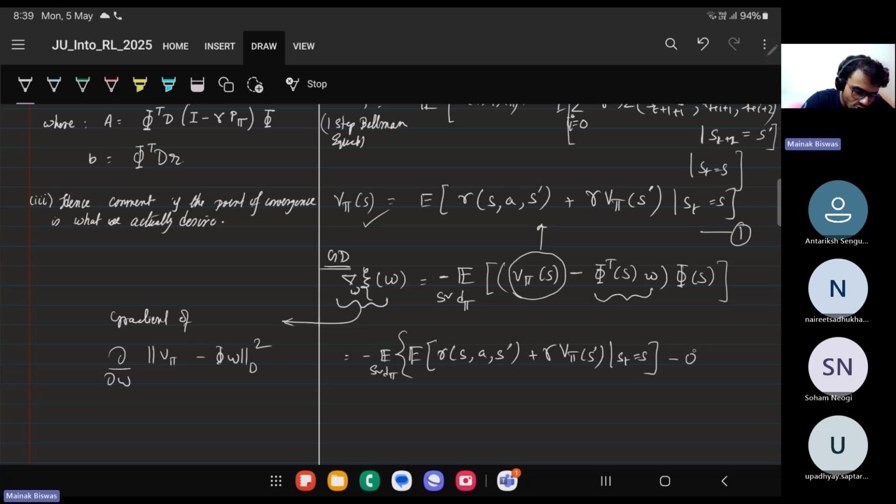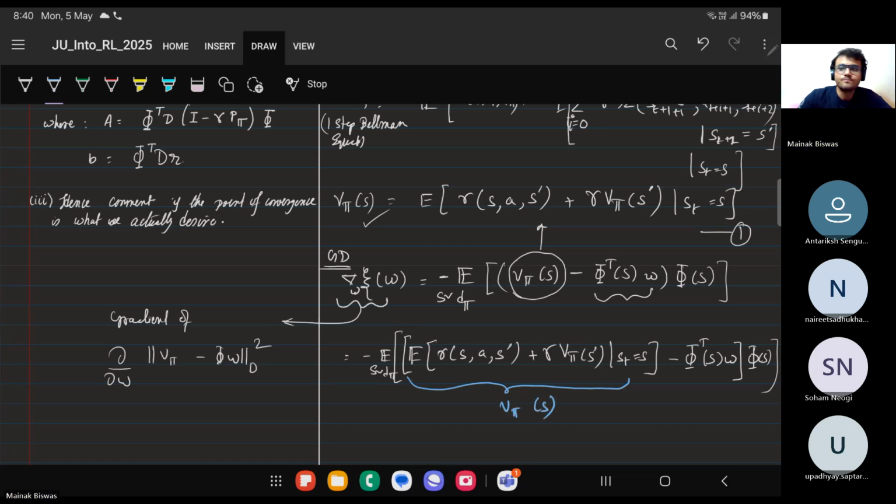Let me write one step, then it will be clear. So I just wrote v pi, pi transpose. I will not skip this step, otherwise you may not understand. So let us try to understand what I did. This is your v pi of s. Do you agree? I just replaced the v pi of s over here. This is exactly kept the same. Fine with everybody?